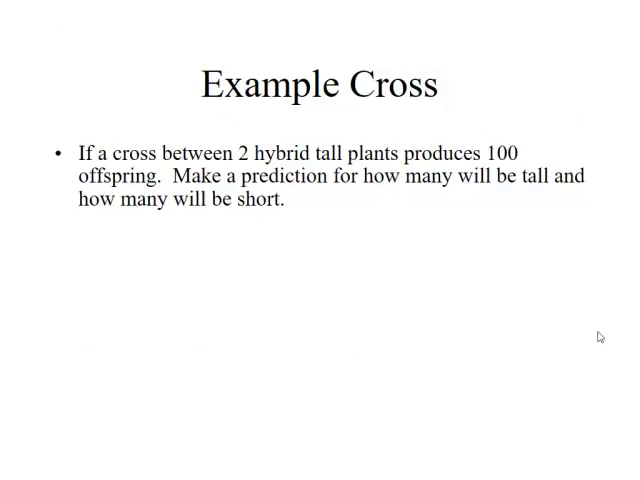Let's look at an example. If you cross 2 hybrid tall plants and produce 100 offspring, predict how many tall and how many short we would get. Pause me and press play when you're ready.